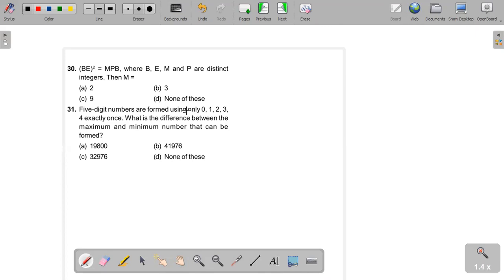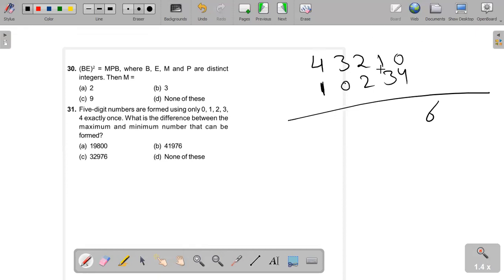Five digit numbers are formed using 0, 1, 2, 3, 4 exactly once. So there are five digits, and a 5 digit number has to be formed. What is the difference between the maximum and minimum number that can be formed? So maximum would be to place everything in descending order. So 4, 3, 2, 1, 0. This is the maximum number. For the minimum, I cannot put 0 here. So I would start with 1, then 0, then 2, then 3, then 4. So 10 minus 4, 6.